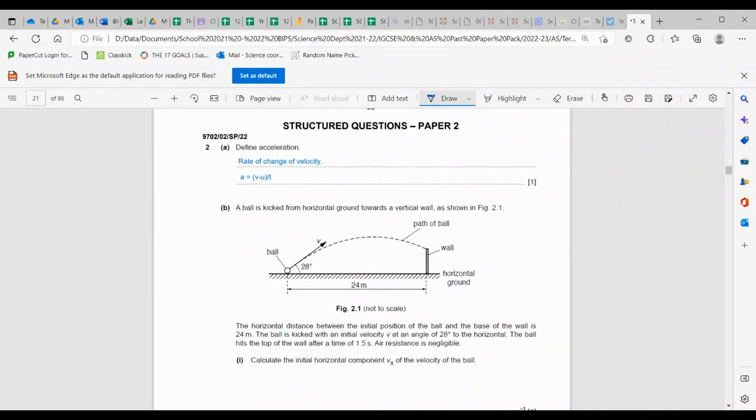So we are going to solve question number 2 from specimen paper 2, 2022. First part of the question, define acceleration. You can define acceleration as rate of change of velocity and you can write the formula as well.